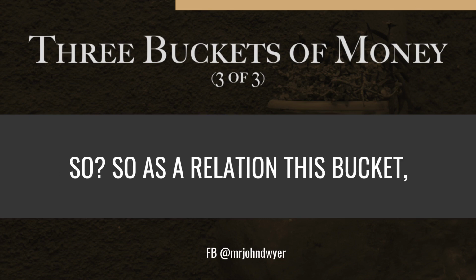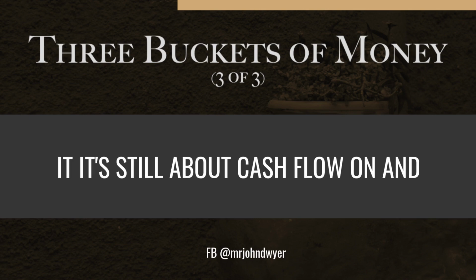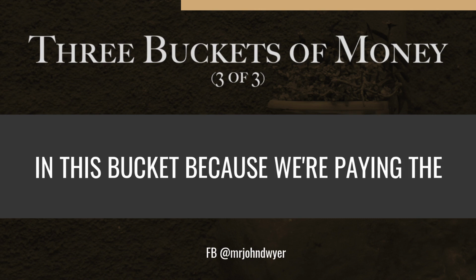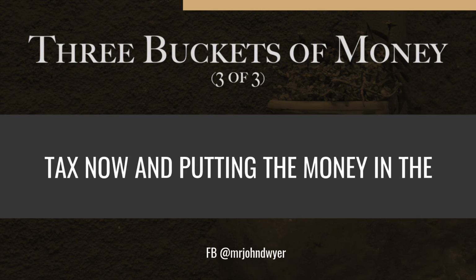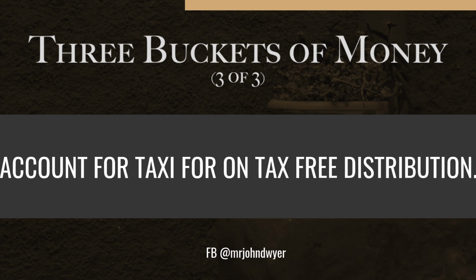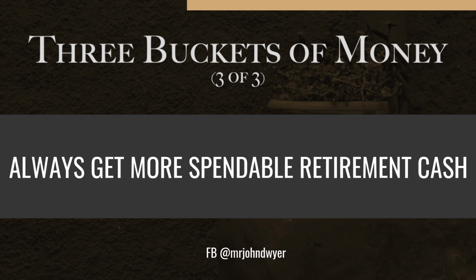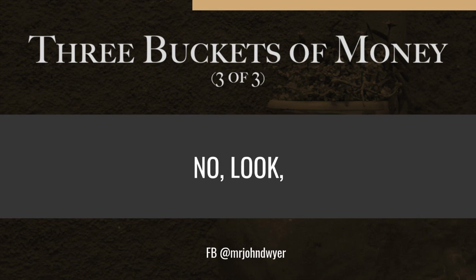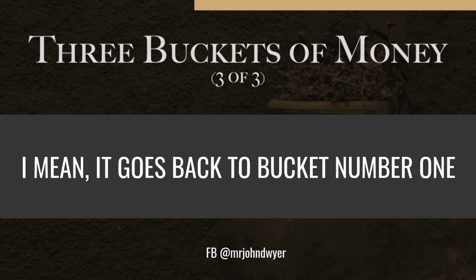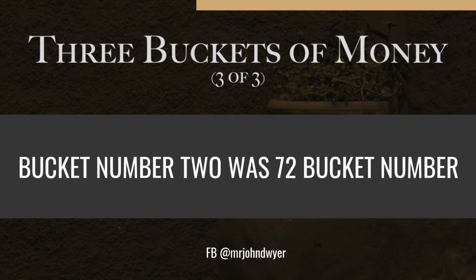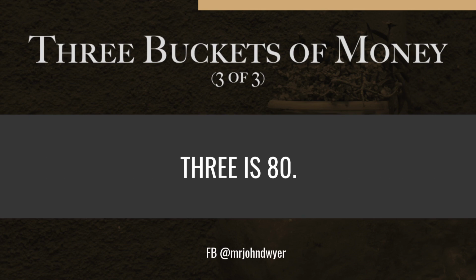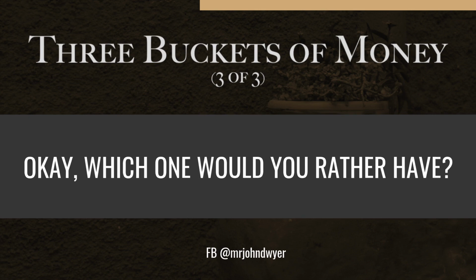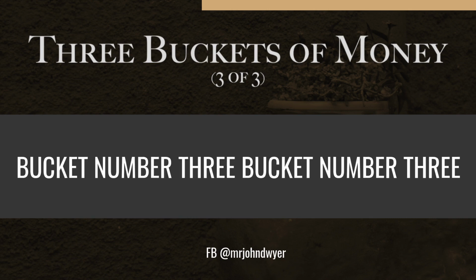So as it relates to this bucket, it's still about cash flow. And in this bucket, because we're paying the tax now and putting the money in the account for tax deferral and tax-free distribution, we're always going to get more spendable retirement cash flow in retirement, regardless of rate of return. It goes back to bucket number 1 being $52,000 of spendable income, bucket number 2 being 72, and bucket number 3 being 80. Which one would you rather have? Bucket number 3. Bucket number 3 is the winner.